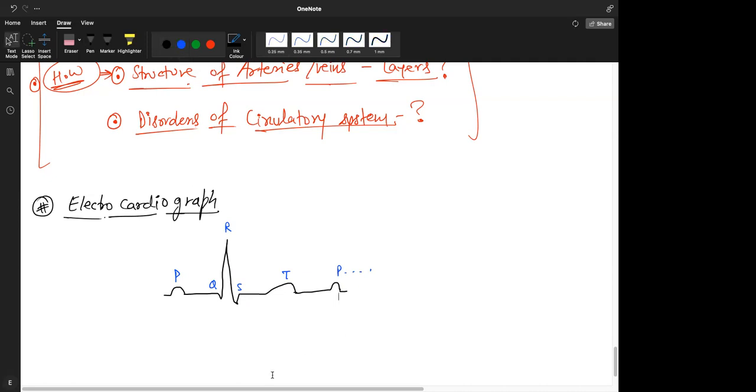I made this the last thing. Never thought that an ECG can also be very complicated, but ECG gives us a lot of information about the heart without opening the heart or looking at the heart directly. Just by looking at this graph, we can know a lot of things.